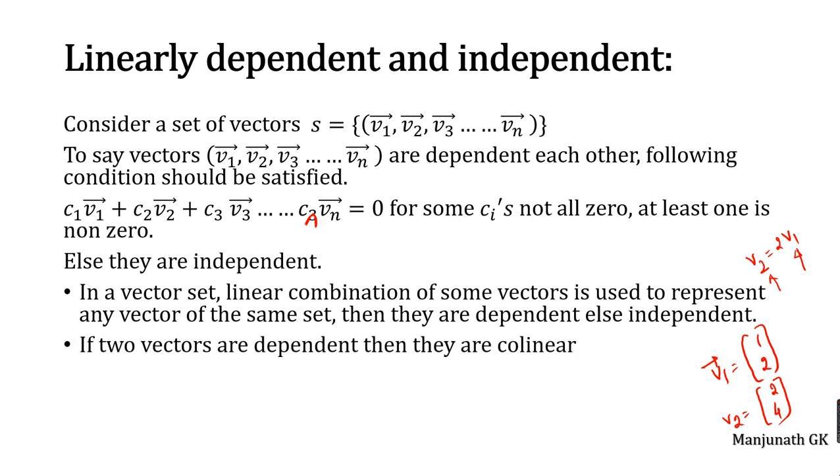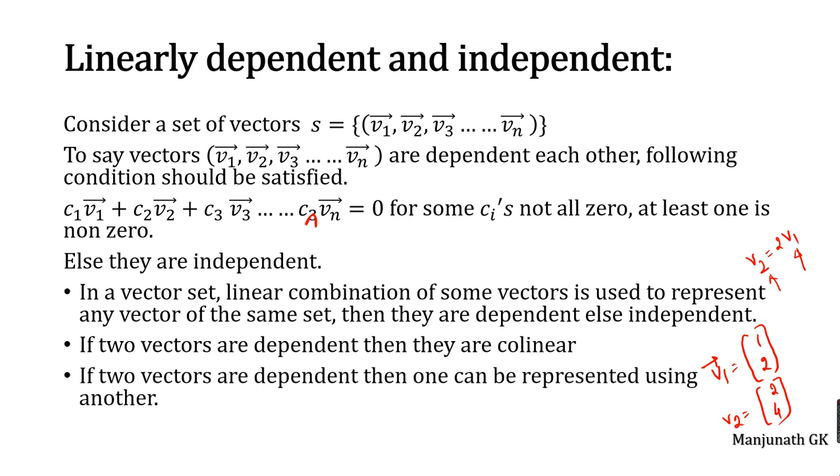If two vectors are dependent, then they are collinear, meaning they fall on the same line. If two vectors are dependent, then one can be represented using the other. That is done here. If these two are dependent on each other, then one vector is used to represent the other vector.